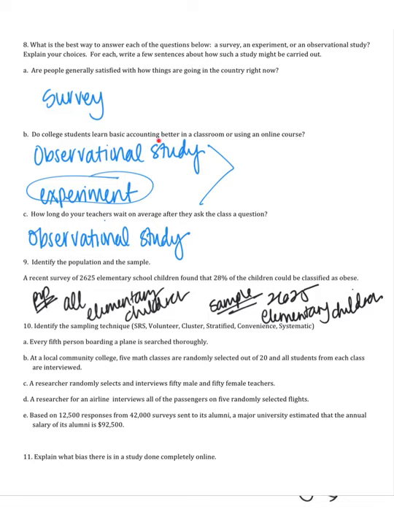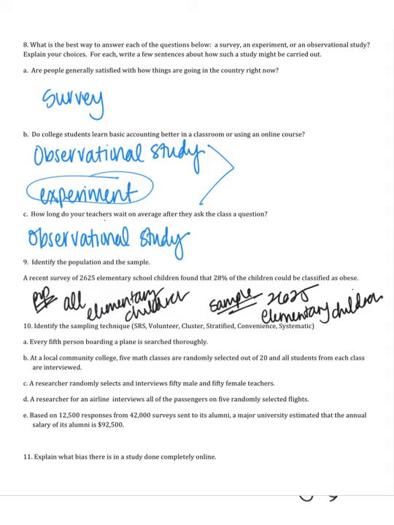Do college students learn basic accounting better in a classroom or by using online courses? Really, you can choose either one, observational or experimental. Observational being you look at existing classes, pull the rosters, and compare. Experimental being you get a group of students and you give them the treatment of going in the classroom or online. That's up to you. How long do your teachers wait on average after they ask the class a question? This is definitely observational. So these, you kind of have options here based on how you design and explain it. These other 2, not really.